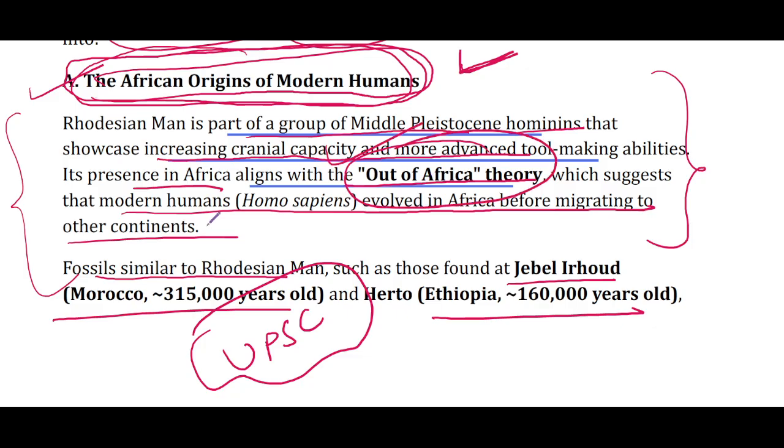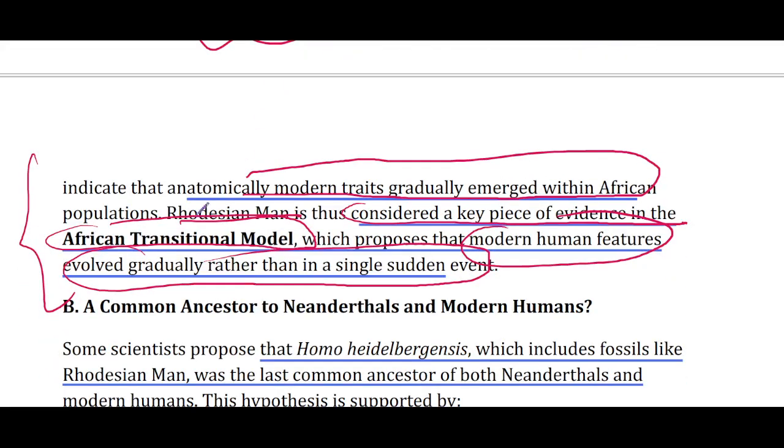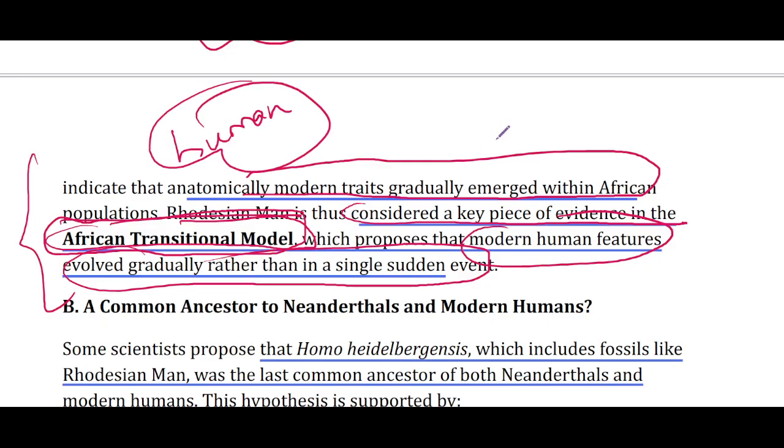First, the Out of Africa theory, which has been explained here, and second, the African transitional model, which suggests that most of the human features, most of the hominin features, developed in Africa before migrating out of it.